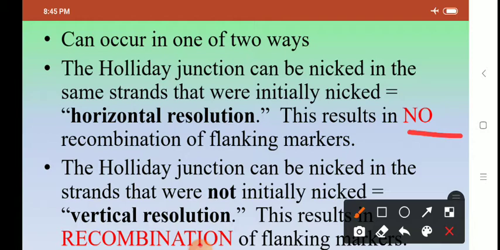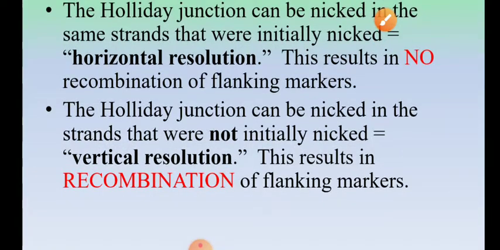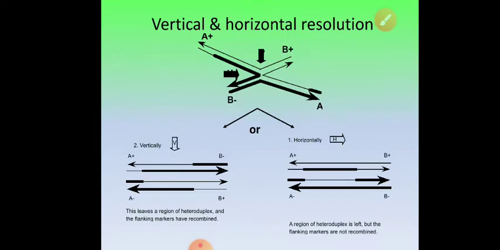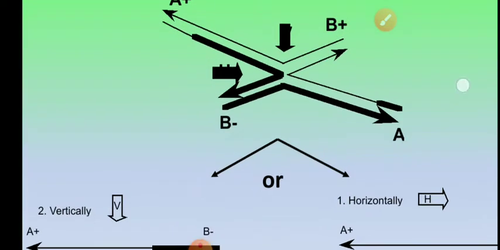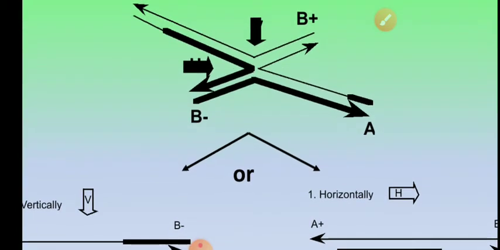If there is horizontal resolution, the flanking markers do not undergo recombination. But if the Holliday junction is nicked in the strands that were not nicked earlier, it results in vertical resolution, and this vertical resolution results in recombination of flanking markers. Let us study this diagram, where we can see vertical and horizontal resolution.